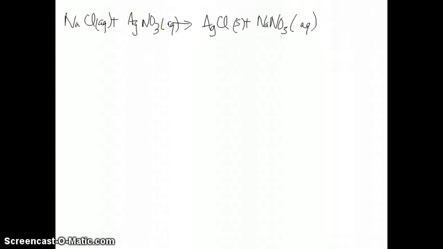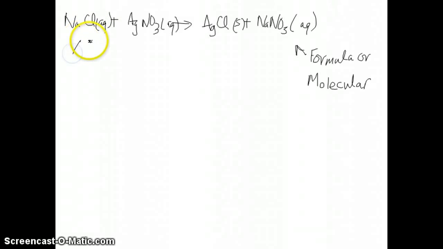So then that would be our formula equation. This is the first type, which is your formula or your molecular equation. Okay. Now, after this, what we can do is write our complete ionic equation, and what that is basically just taking each one of these that's aqueous and separating them into the cation and the anion.